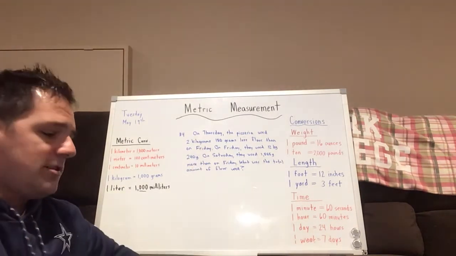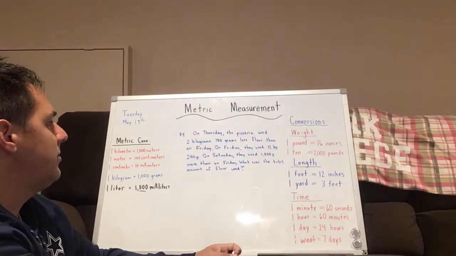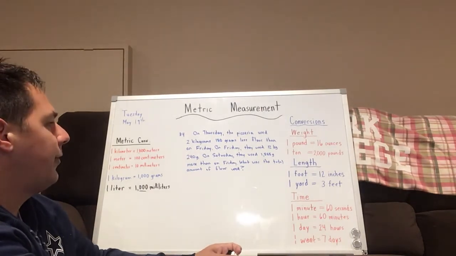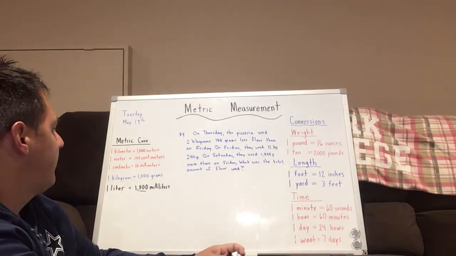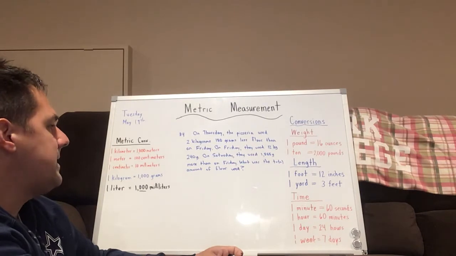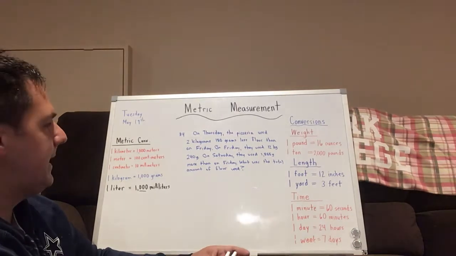But today's problem, let's start. It says on Thursday, the pizzeria used 2 kilograms, 180 grams less flour than on Friday. On Friday, they used 12 kilograms, 240 grams. On Saturday, they used 1,888 grams more than on Friday. What was the total amount of flour used over the 3 days?